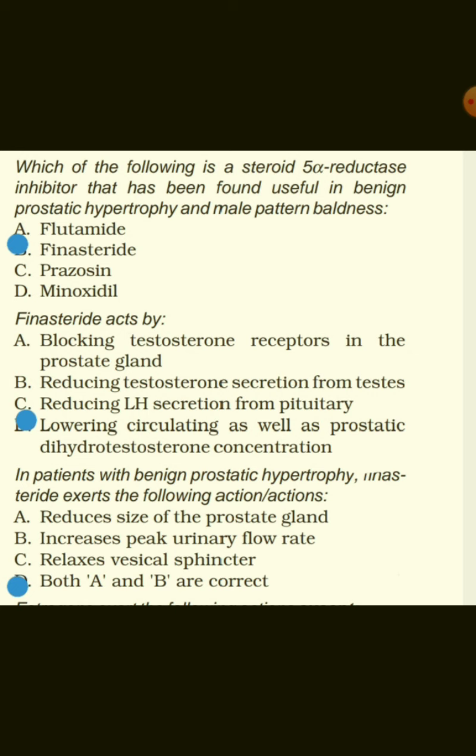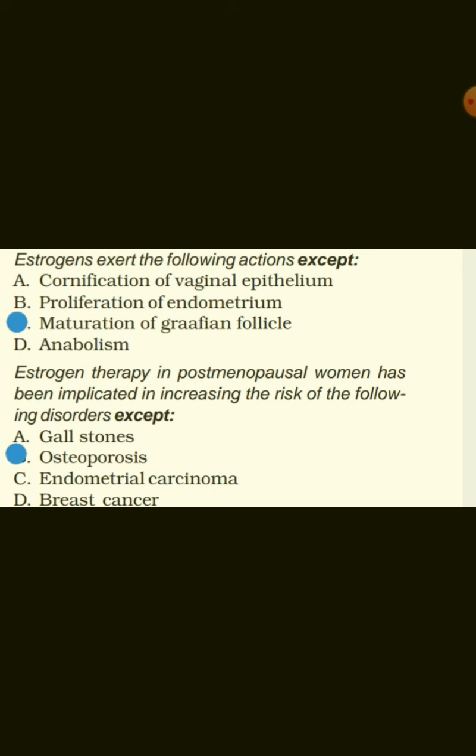Finasteride acts by lowering circulating as well as prostate dihydrotestosterone concentration. In patients with benign prostatic hypertrophy, finasteride exerts the following actions, that is reduces size of the prostate gland and increases peak urinary flow rate. Estrogens exert the following actions except maturation of Graafian follicle.